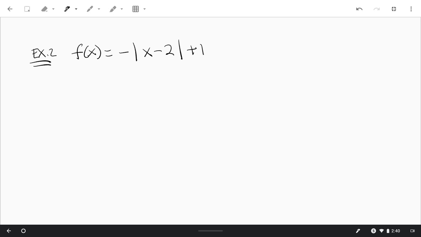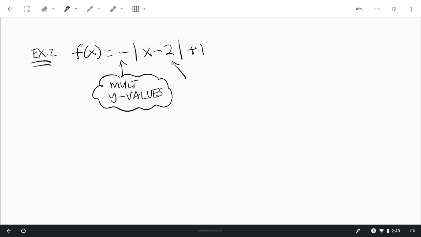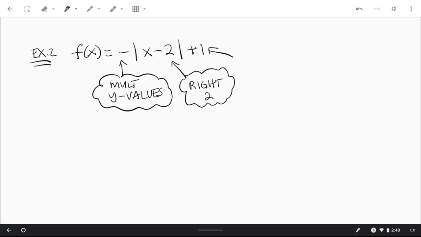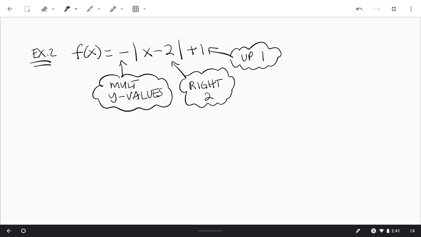All right, so this is the absolute value graph. That's the V. This number out here tells me I need to multiply my original y values. This one over here tells me I'm going to shift the opposite direction that you're thinking. So this will shift right 2. And this one here will shift up 1. Okay, and again, the graph is a V.